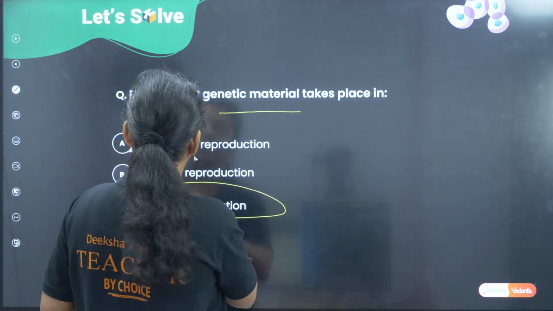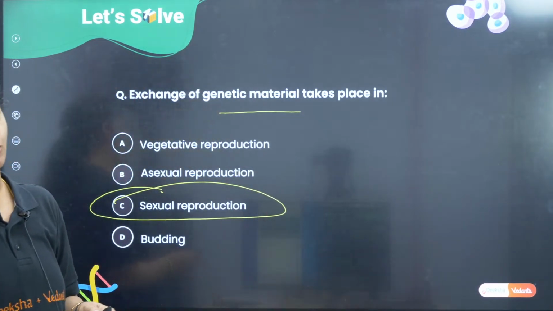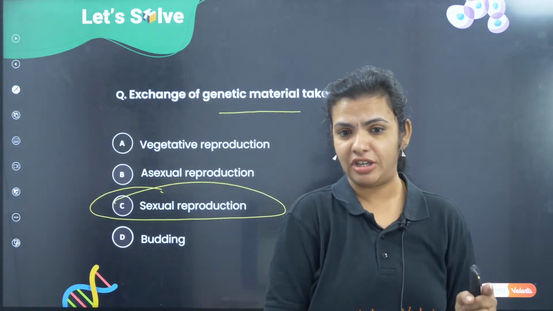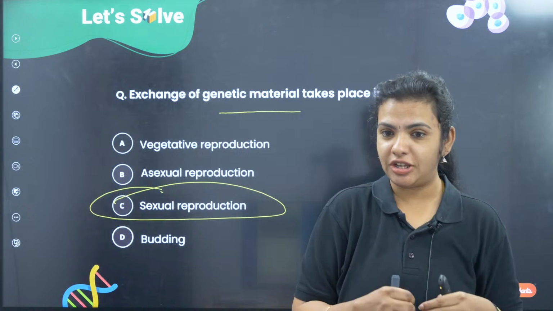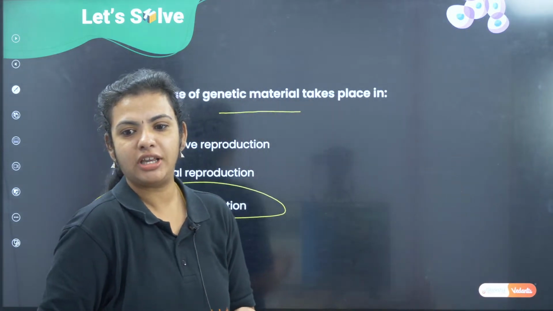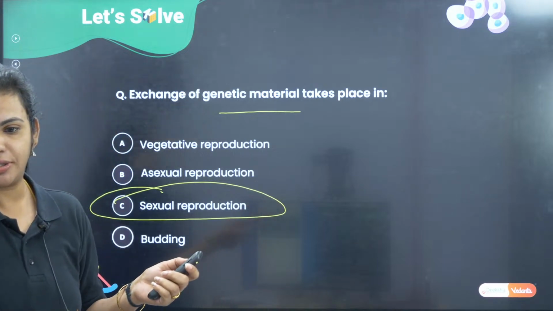So, exchange of genetic material is going to take place in the process of sexual reproduction. When there is fusion of the male and female, characteristics from both the father and mother are going to come to the offspring. That is happening only in sexual reproduction.